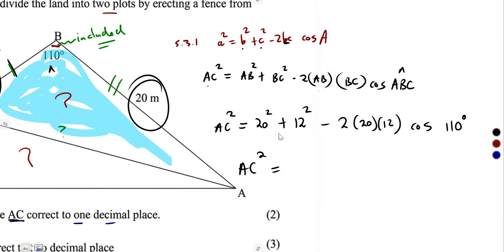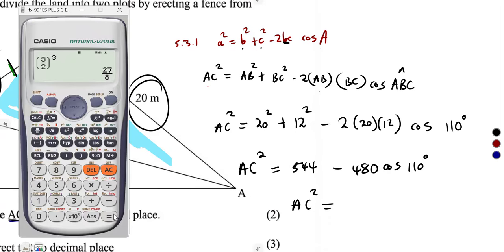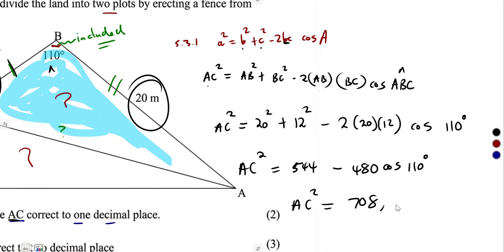You can use your calculator to simplify everything at once. That was going to give us something like 544 minus, you multiply this, you're going to get 480 cos 110 degrees. Just use your calculator to simplify everything at once: 544 minus 480 cos 110. This is going to give us 708.169 and so on. This is what you have from your calculator.